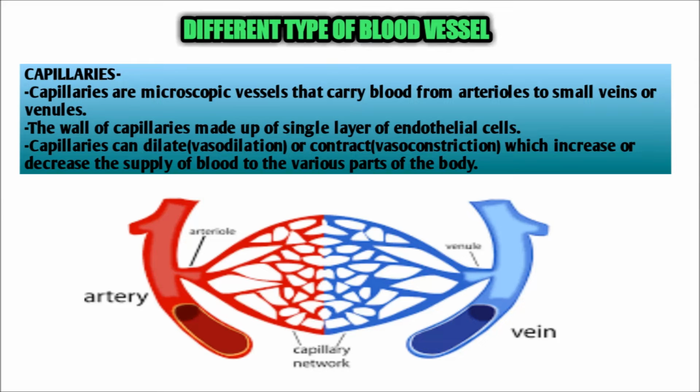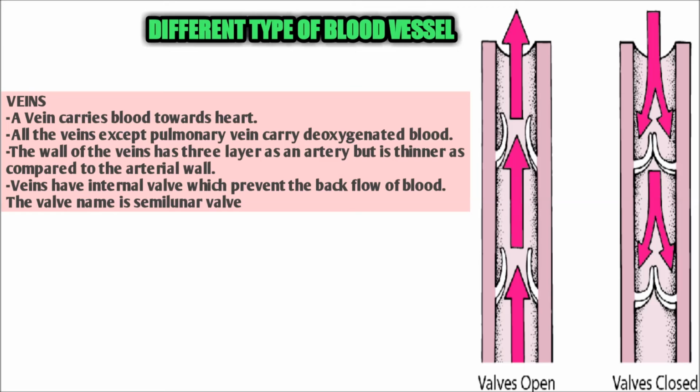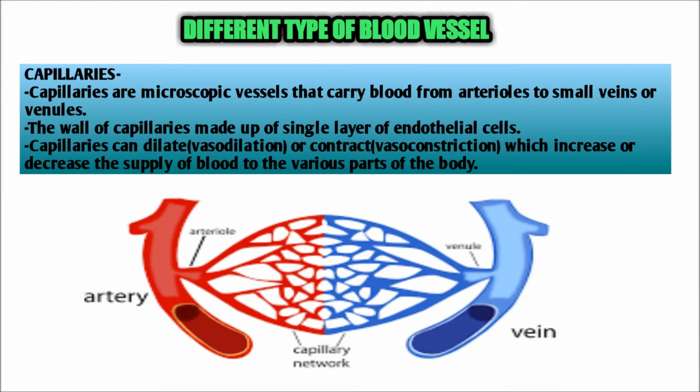So these are the different functions performed by the three blood vessels, and this is our today's first topic, blood vessels. Let me repeat once again the three types of blood vessels. The arteries carry the blood from the heart throughout the body. The second is the vein, which carries the blood from throughout the body to the heart. And the capillary network: these are the microscopic vessels that carry the blood from the arterioles to the small veins and venules. So that's all for the first topic.